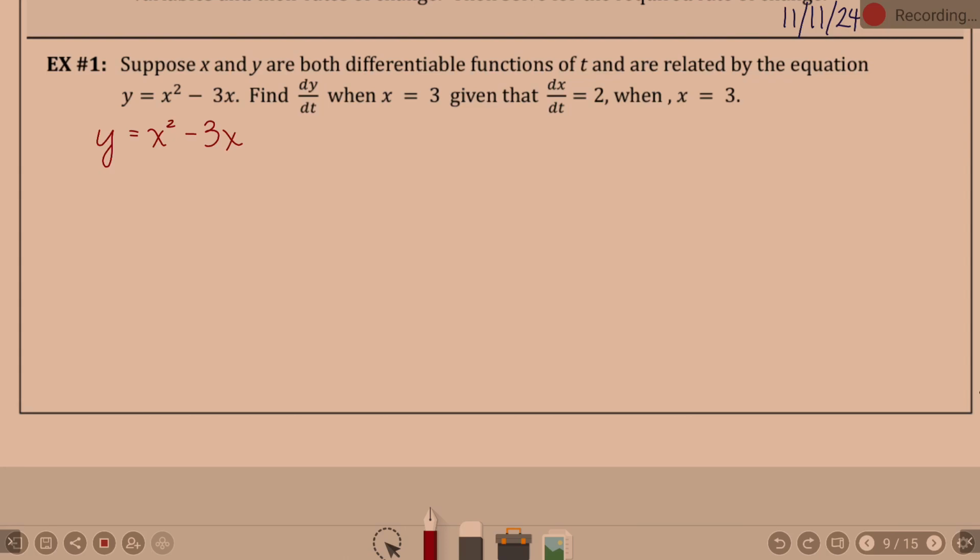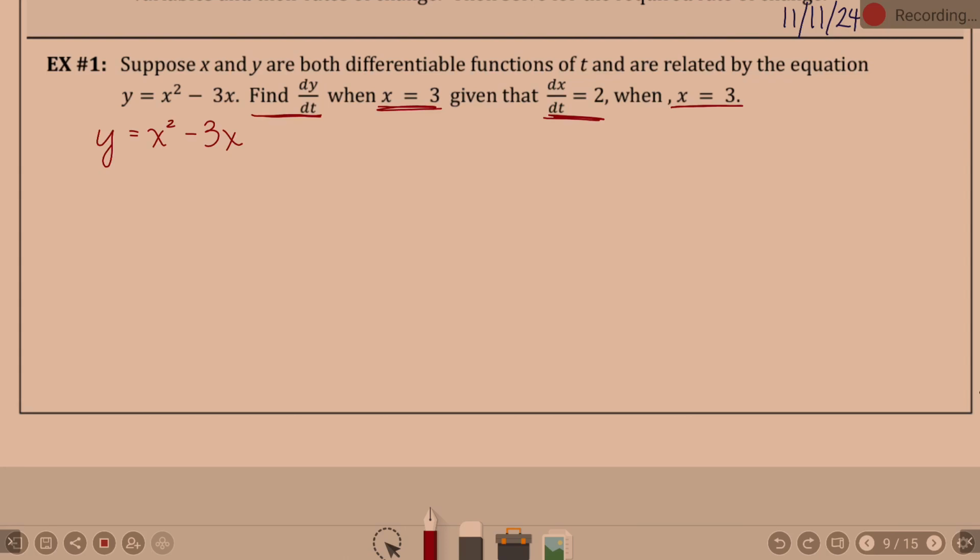Notice they're asking us to find dy/dt when x equals 3 and when dx/dt equals 2. Again, that is specifically when x equals 3. That's all the information they're giving us. Now, first thing we've got to do, they're asking us to find dy/dt, so we need to take the derivative of both sides with respect to time.